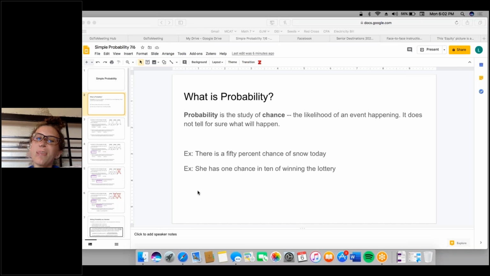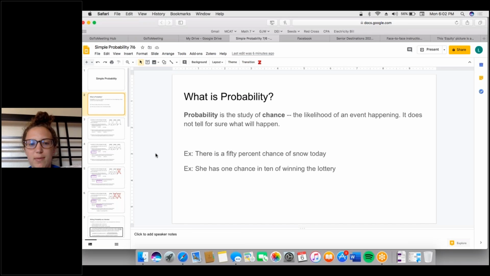Sorry about that. When we are talking about probability, we're talking about the study of chance or the likelihood that an event is going to happen. So it's not telling you for sure what will happen. You don't know anything for certain, but it's giving you some idea about the odds. And we see probability all the time, all around us.